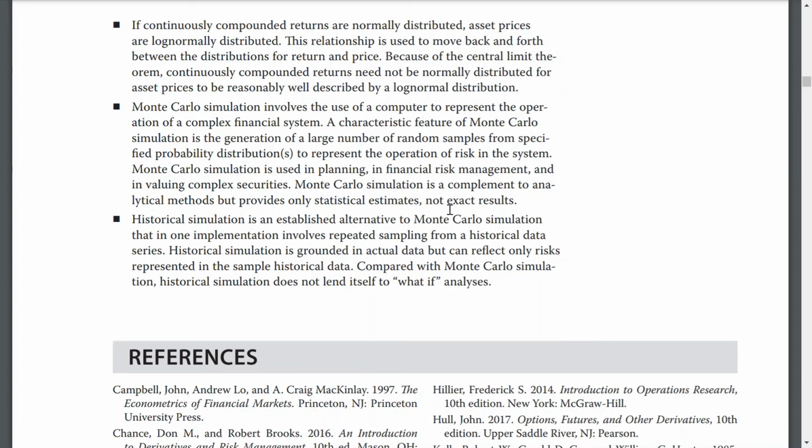Because of the central limit theorem, continuously compounded returns need not be normally distributed for asset prices to be reasonably well described by a lognormal distribution.